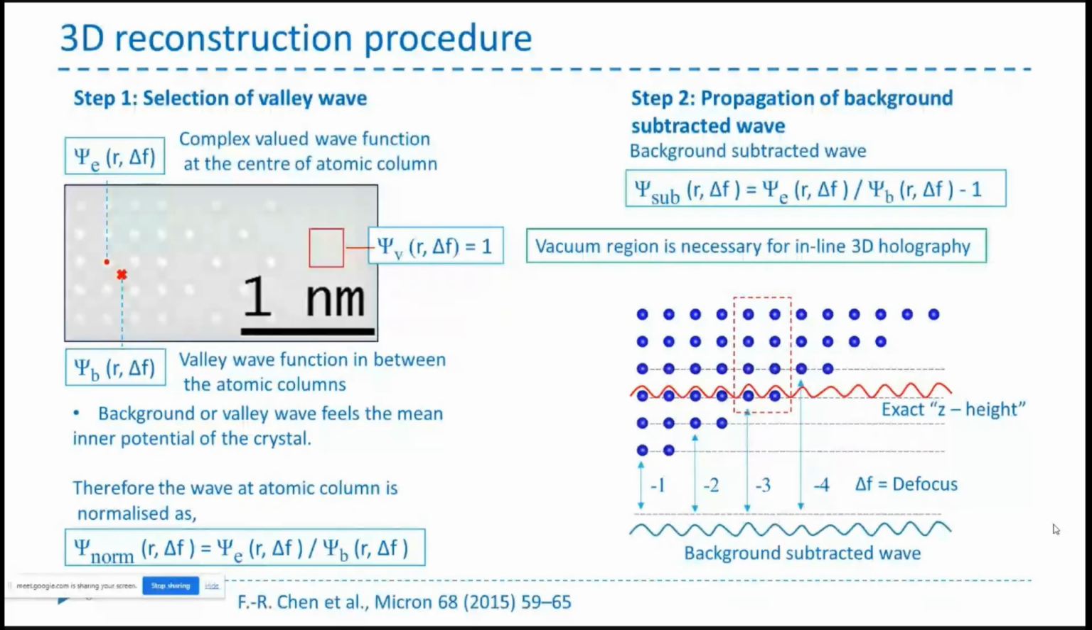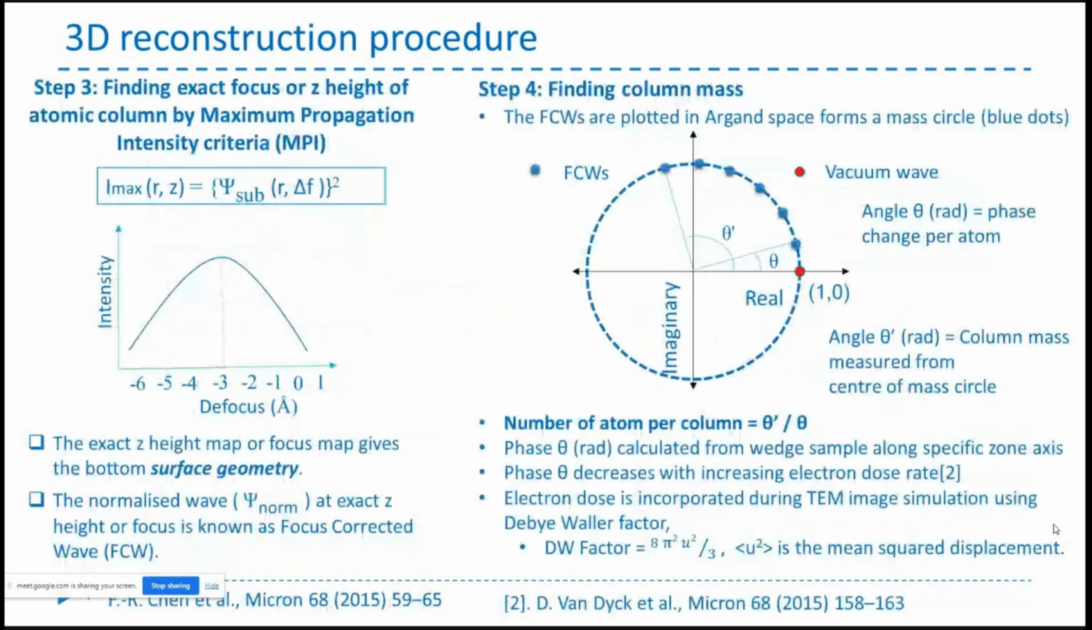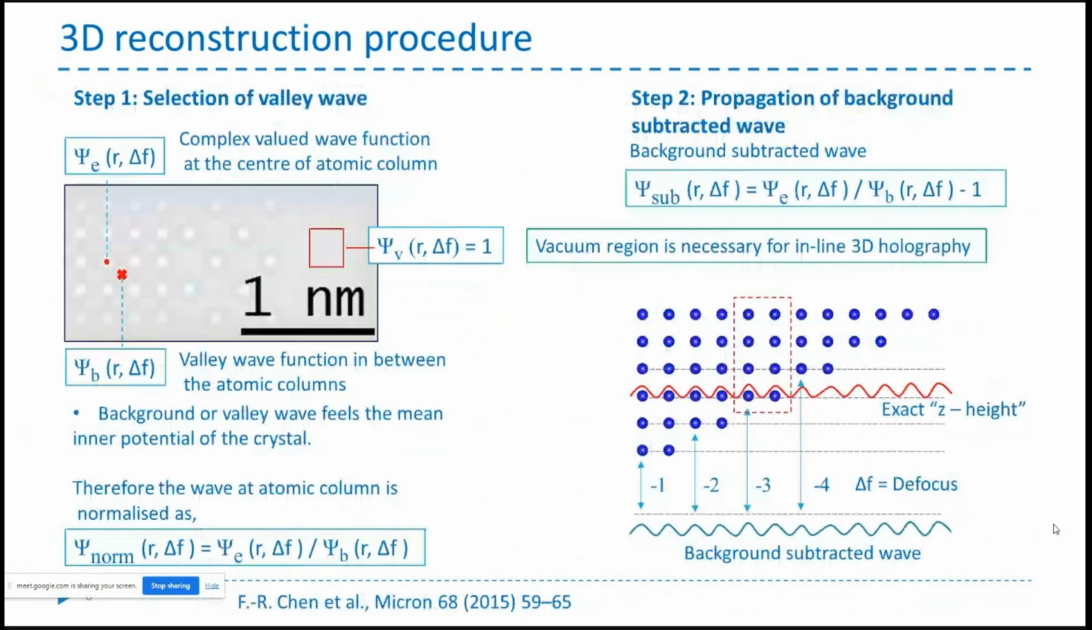Let us first reconstruct the exit phase wave. Any method can be used to reconstruct the exit phase wave. This is the image of the exit phase wave. You have columns and you have the gap between the columns. The wave of the atomic column is called the column wave, the wave of the gap or valley is called the valley wave, and the wave of the vacuum is called the background wave.